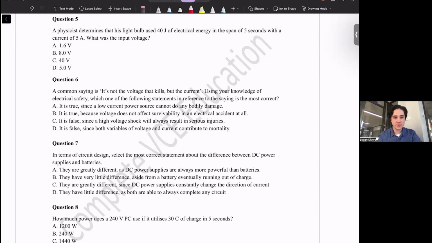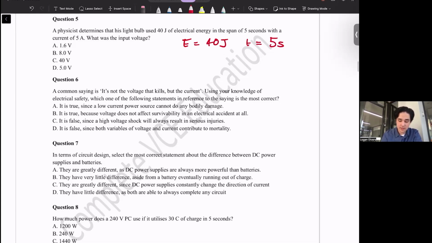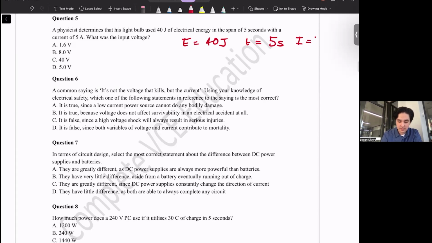All right, so moving on to question 5 here. We have a light bulb, and this light bulb uses, let's write down our parameters right here, 40 joules of electrical energy. Our time frame is 5 seconds. And our current input is 5 amps. What are we looking for? Looking for the input voltage. So with these values, we have to decide what formula we're going to use. And in this case, this actually turns out to be a two-step question. So we can't just take one formula to get the answer.